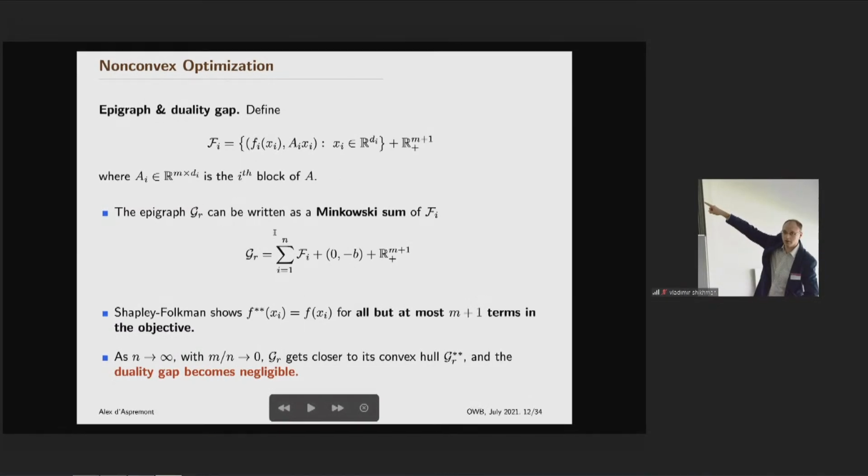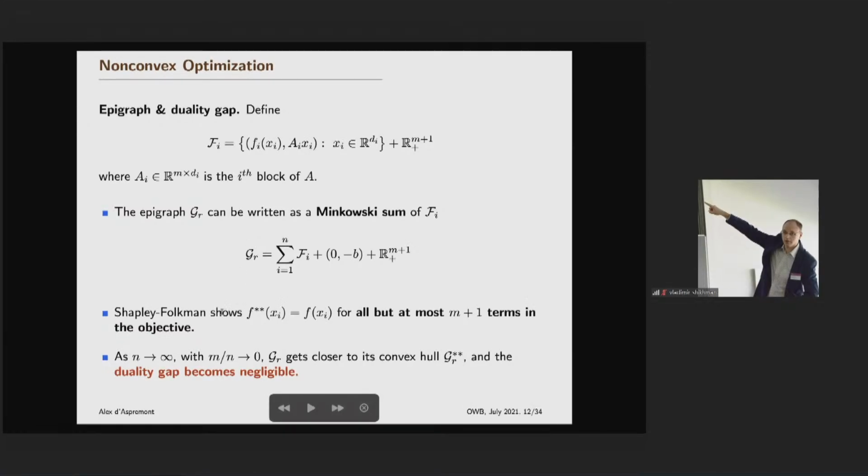And in this case, the epigraph can be written as a Minkowski sum of these elementary blocks. Okay? And so now we get back to familiar territory. What happens in this case is that if the dimension of the problem is fixed, and in here, because we're talking about epigraphs, the dimension is the number of constraints, and the number of terms becomes very, very large, then Shapley-Folkman will tell us that the epigraph of the problem becomes closer and closer to its convex hull, right?